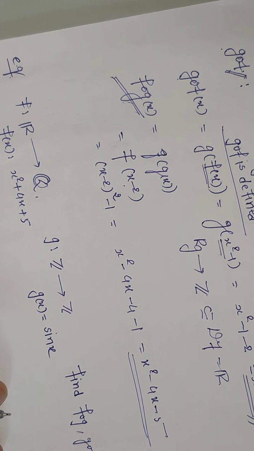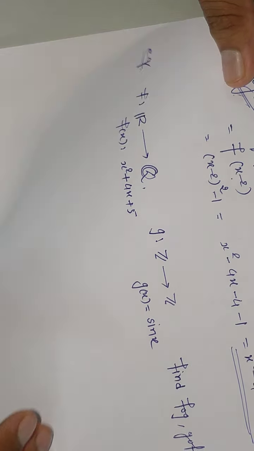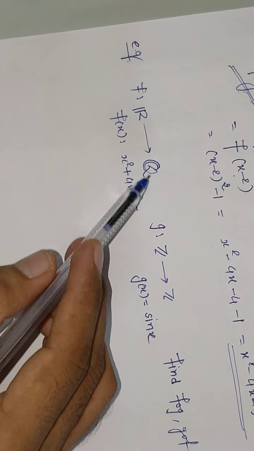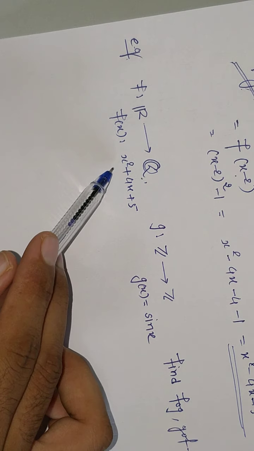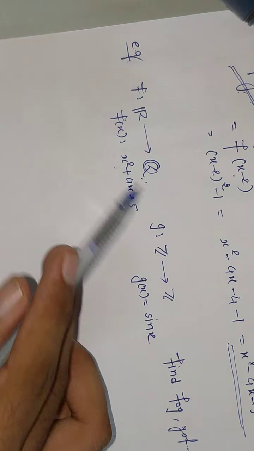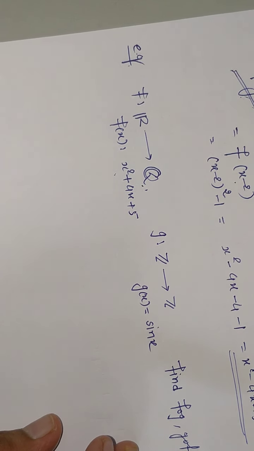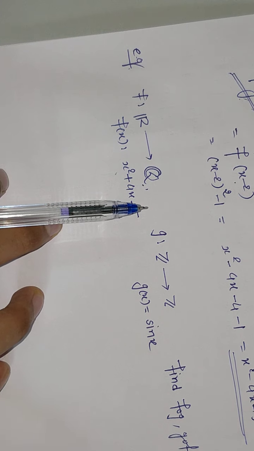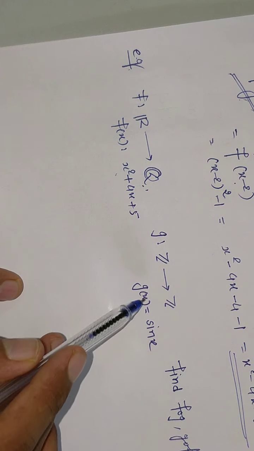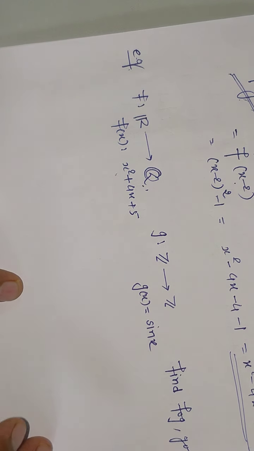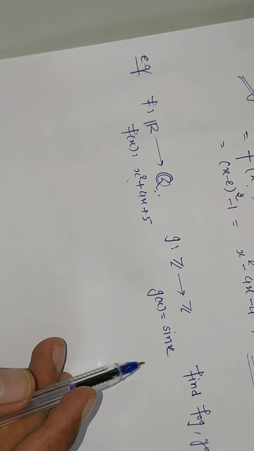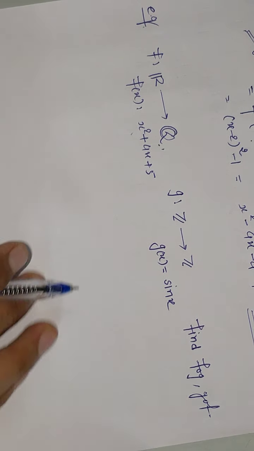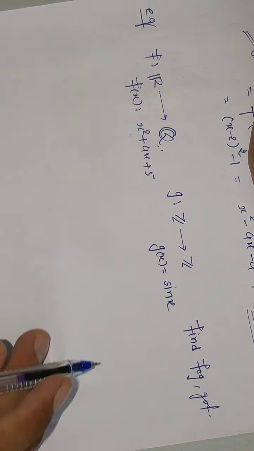Let's take another one. f is from the real number set to the rational number set, defined as x square plus 4x plus 5, and g is from Z to Z, defined as g of x is equal to sin x. Okay, so let's check whether f o g and g o f are defined or not.